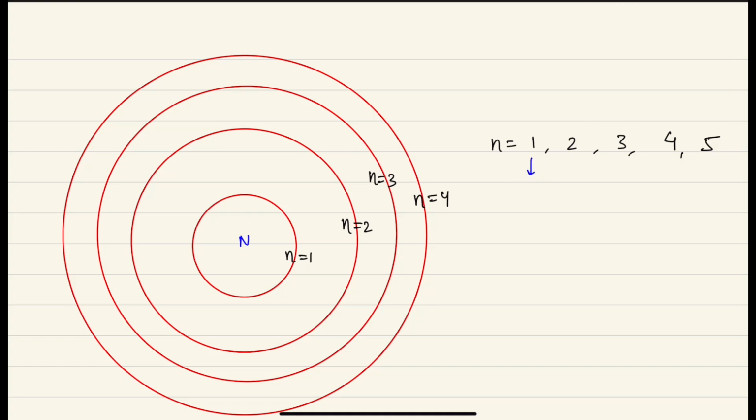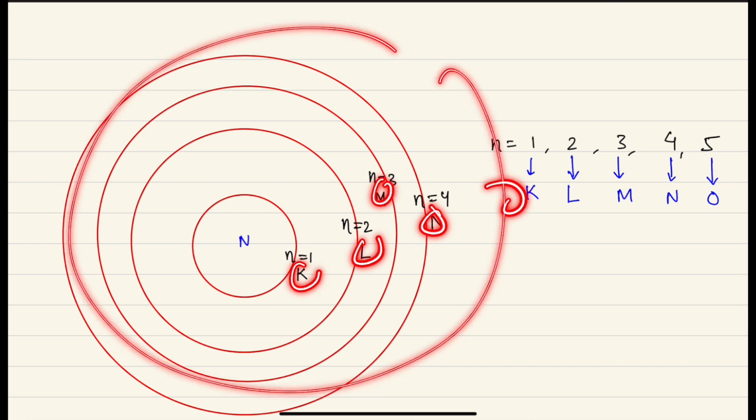N equal to 1 is called the K cell, and n equal to 2 is called the L cell, 3 equal to M, 4 equal to N, and 5 equal to O, and so on. So the first cell we can write as K also, and this is called L, this is called M, and this is called capital N. Understood? Like alphabets: K, L, M, N. Again we have O, and so on.